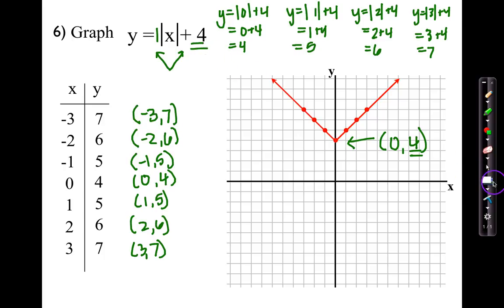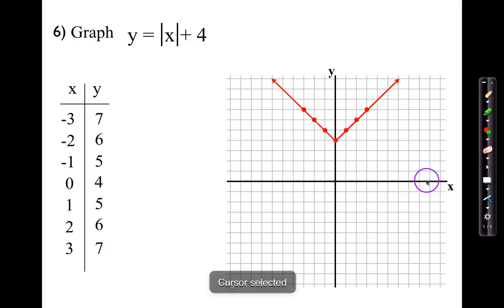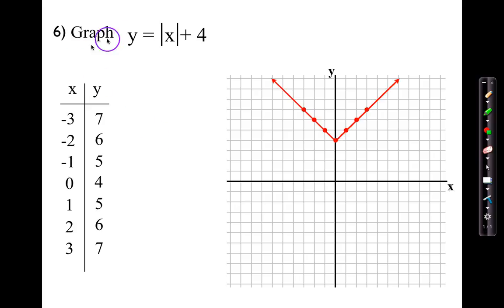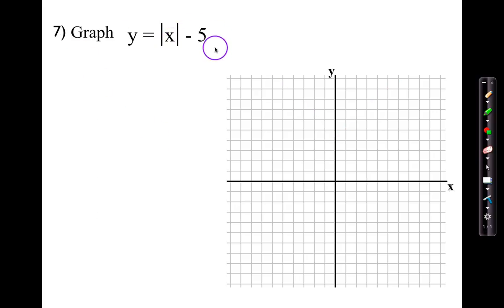Okay, so now let's take a look at our next example. Now what I would like you to do is pause the video and try this one on your own. Okay, so let's see how well we did. Notice in comparison number 6, this one was square root of x plus 4, but this one's square root of x minus 5.